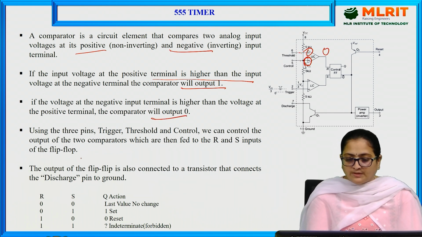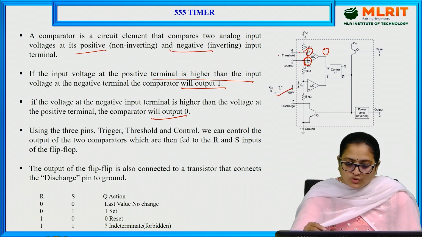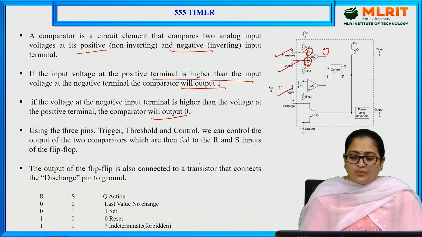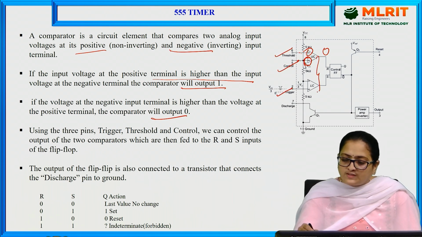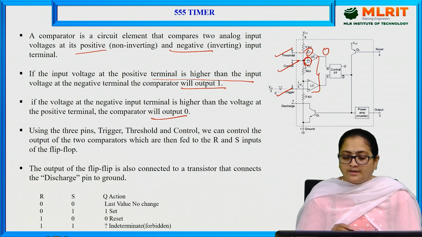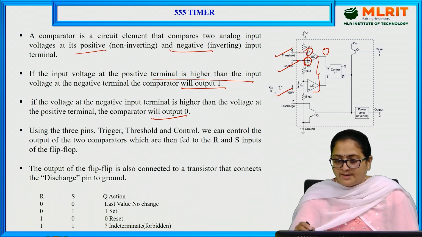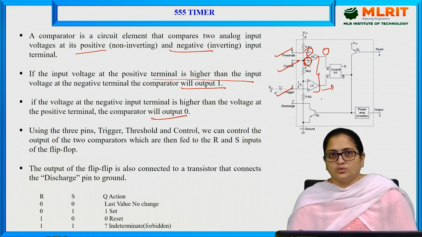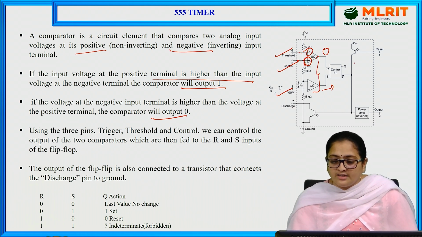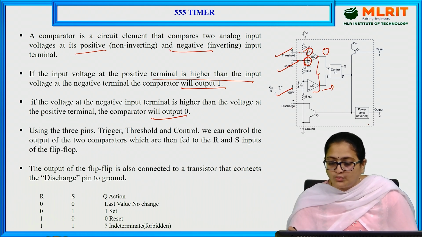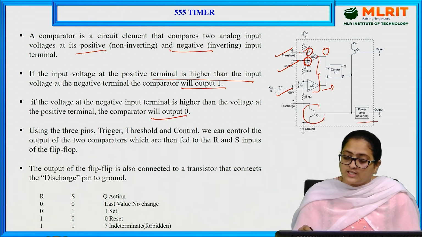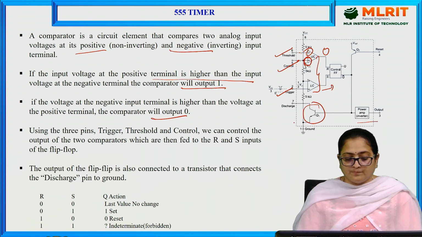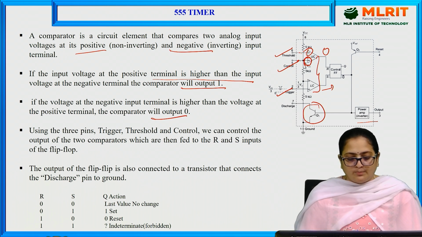Using the 3 pins, trigger pin, threshold pin and control pin, we can control the outputs of these comparators, and the outputs of these comparators are fed to an RS flip-flop. The RS flip-flop will provide an output through the inverter, or it may provide a discharging path through the switch Q1. The outputs of the flip-flop are explained here.